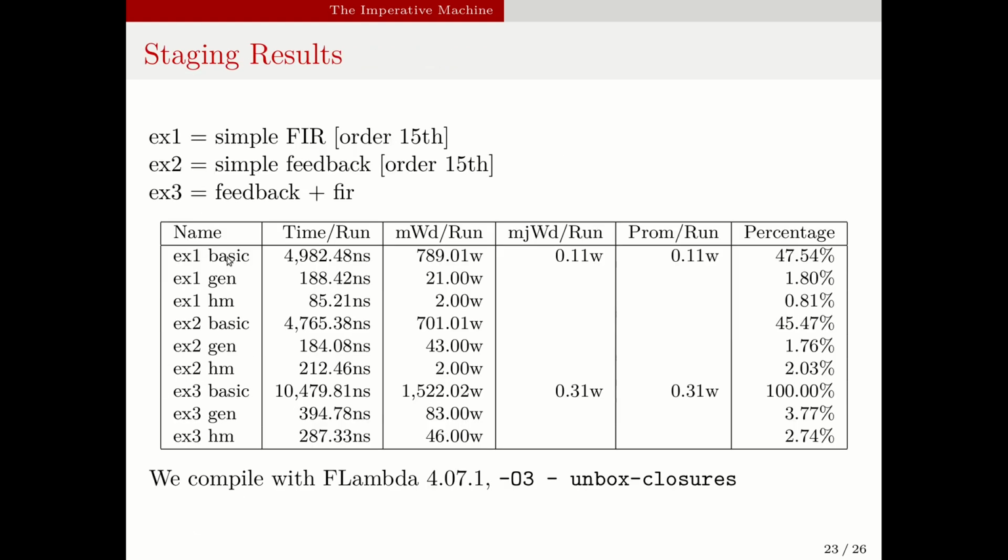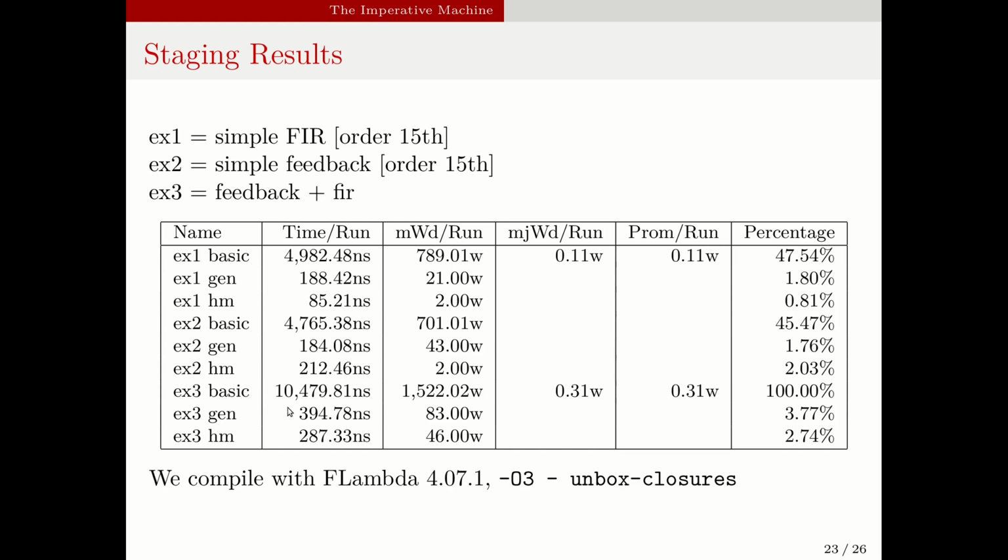So basically we are comparing: the baseline is the interpreted code, which already is not bad. For interpreted code, I have to say it's pretty good. Then this is the MetaOCaml code, and this is the handwritten code. And actually we can see even in one case the generated code by this approach is faster. In this case, a simple feedback filter of order 15, and this will be feedback plus finite impulse response. And this is allocation.